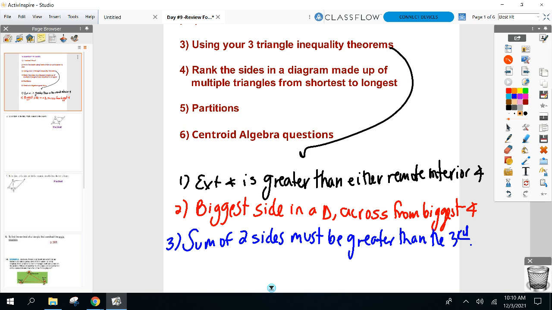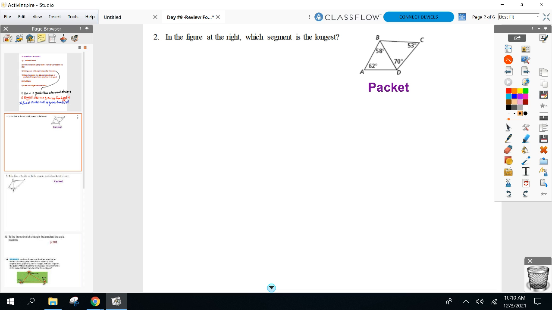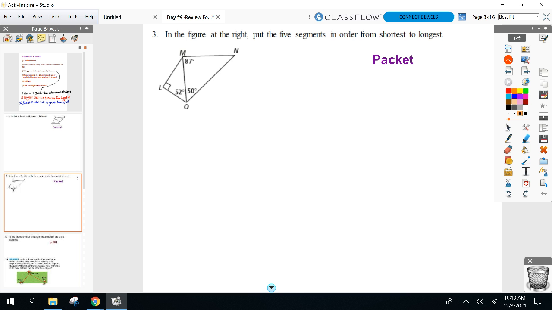All right, let me keep moving. Rank the sides of a diagram that's made up of multiple triangles from shortest to longest. We're going to do that in a second, but just a reminder, that's what I'm talking about. Remember those? We did them at the end of class one of the days. Rank them from shortest to longest. I'll do one of those in a second, but there will be a problem like that tomorrow.